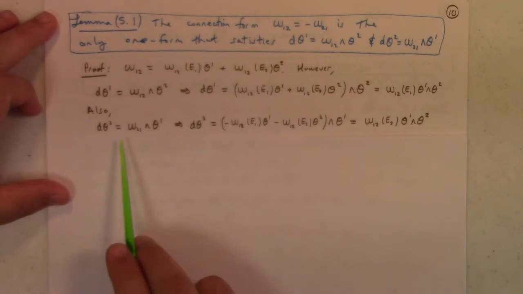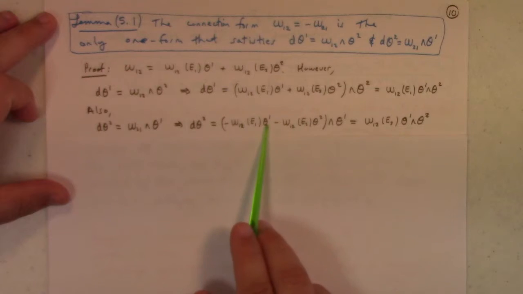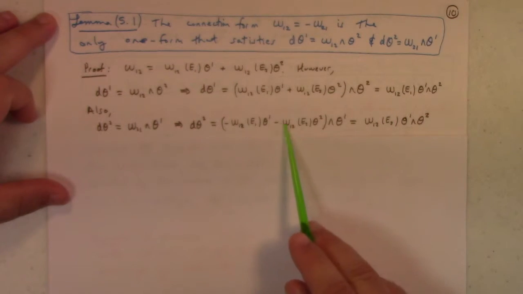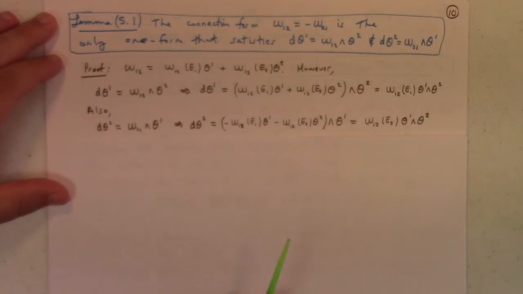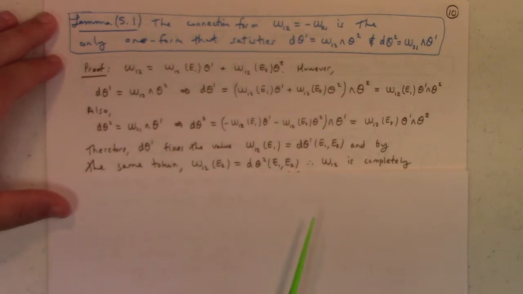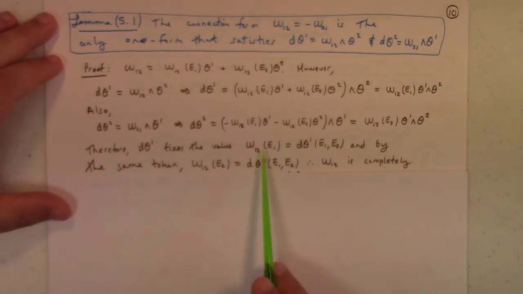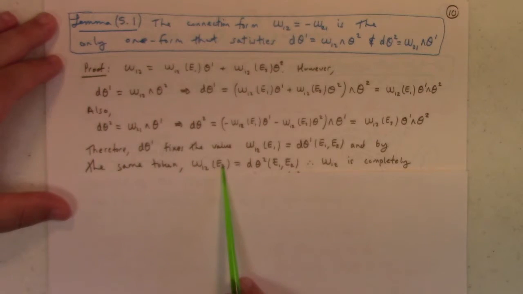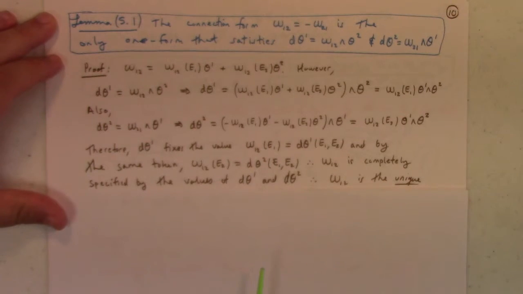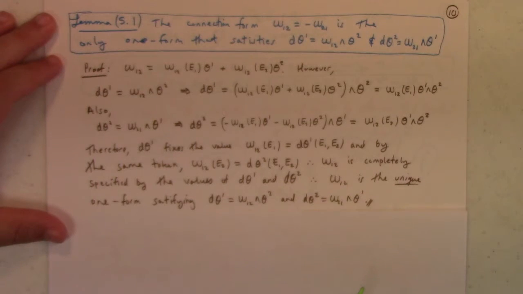On the flip side, for omega 2 1, which is minus omega 1 2, this term dies and this one survives, but you have theta 2 wedge theta 1, so you flip the order of those and get a minus, and that minus kills this minus, leaving you with omega 1 2 (E2) theta 1 wedge theta 2. So d theta 1 fixes this value, and by the same token, d theta 2 fixes that value. These two values, omega 1 2 (E1) and omega 1 2 (E2), completely define omega 1 2. So it follows that omega 1 2 is completely specified by the exterior derivatives of the coframe, d theta 1 and d theta 2. So omega 1 2 is the unique one form satisfying this and that, because I just showed you formulas which derive from this and that to give you omega 1 2.